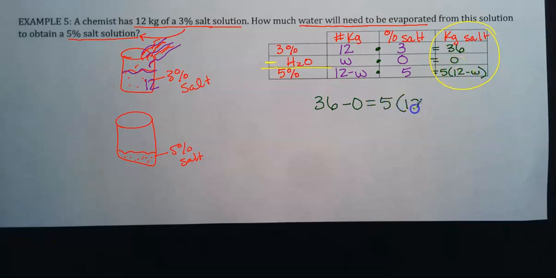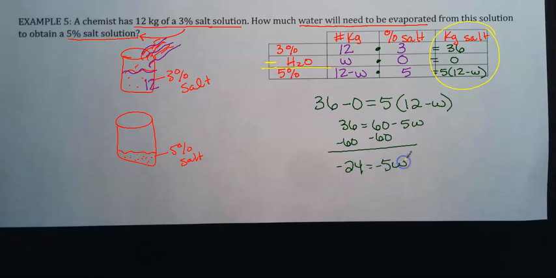So the 5 times 12, times the quantity 12 minus W. Again, I know it sounds a little crazy, but I promise it's going to make sense. So 36 minus 0 is 36. 5 times 12 is 60 minus 5W. Then we're going to subtract 60 from both sides. That's going to equal negative 24 equals negative 5W. And divide by negative 5, divide by negative 5, and that's going to give you a positive 4.8 equals W.